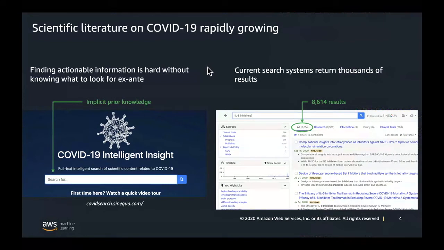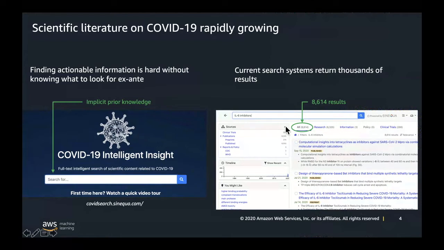Traditionally, when we think about search among scientific literature, on the left here, we present Sinequa's COVID search. We know that generally speaking, scientific search engines present you a search bar to search for what you're looking for. Interestingly, finding actionable information is still quite hard because this implies that you have an implicit prior knowledge or some understanding of what you're going to be looking for.